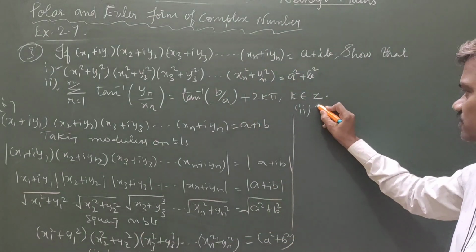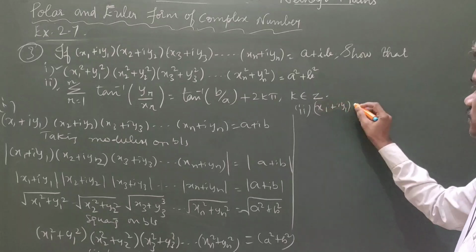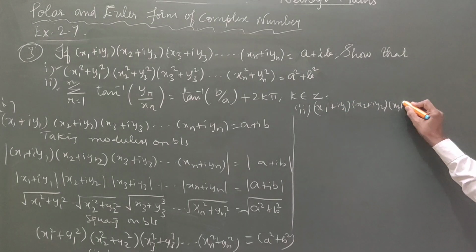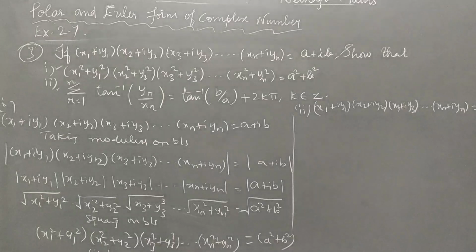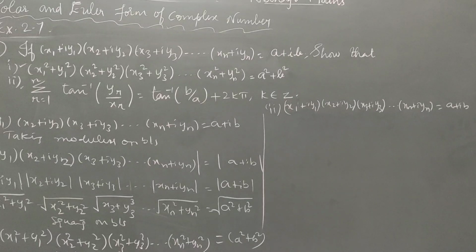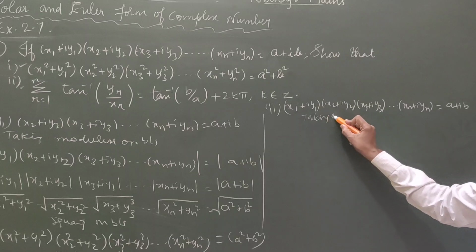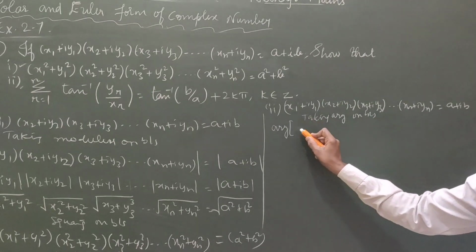For the second sum, again you have to start with the question: (x1 + iy1)(x2 + iy2)(x3 + iy3) up to (xn + iyn) equal to a + ib. So you have to write the question first, then we have to take the argument on both sides. Taking argument on both sides, that is argument of this whole thing.